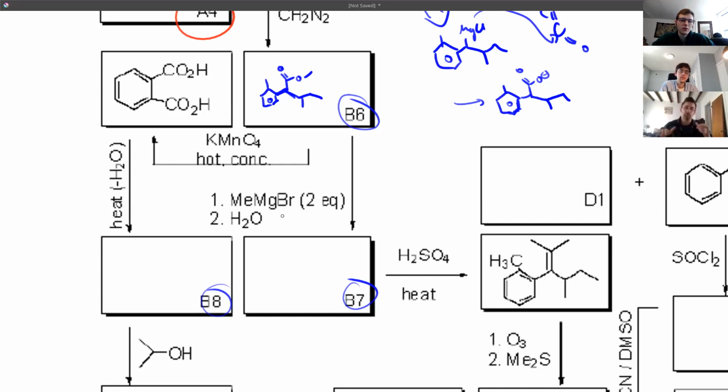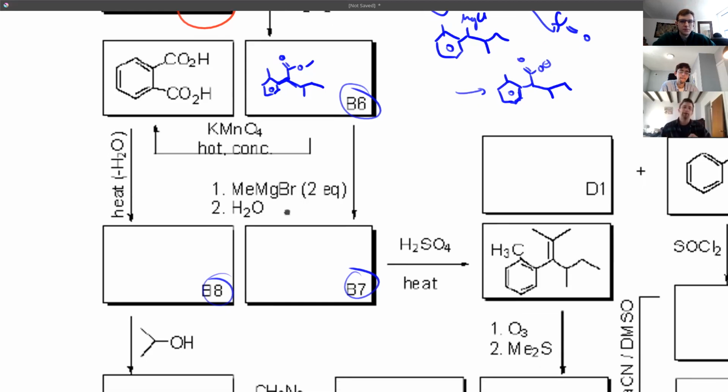Okay. So you were saying we had. So since we have two equivalents, we're gonna kick that ester oxygen out of there, and we're gonna add two methyls. Yes. And it'll become a tertiary alcohol. Indeed, it will.